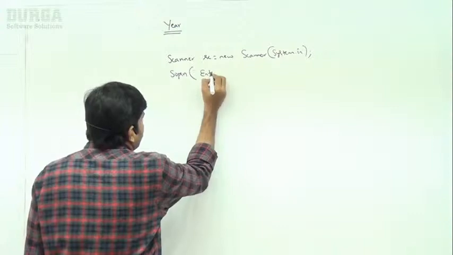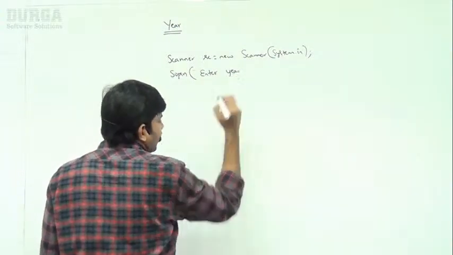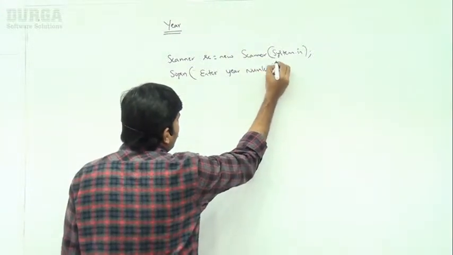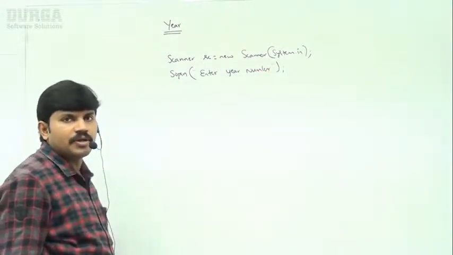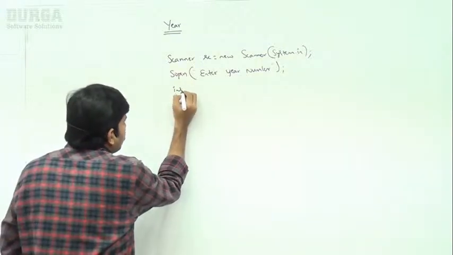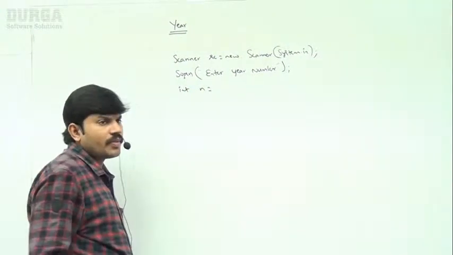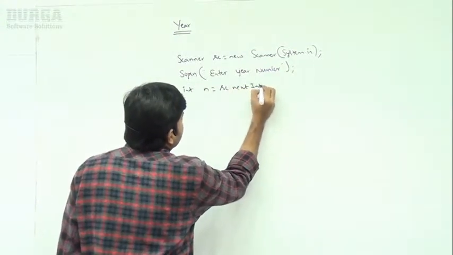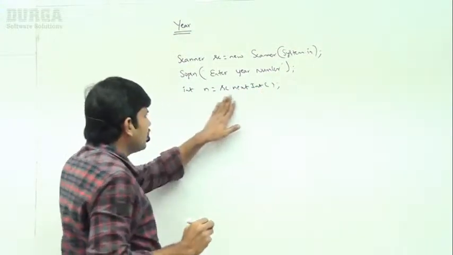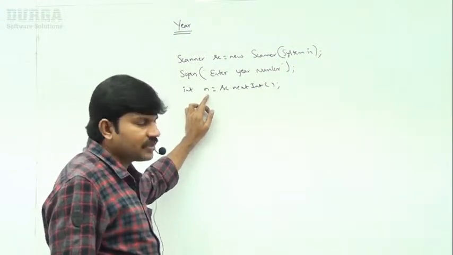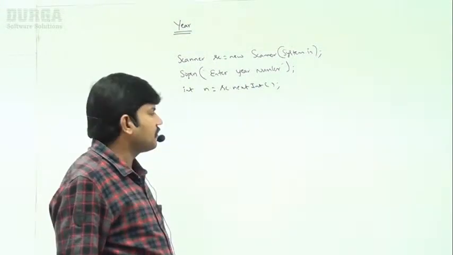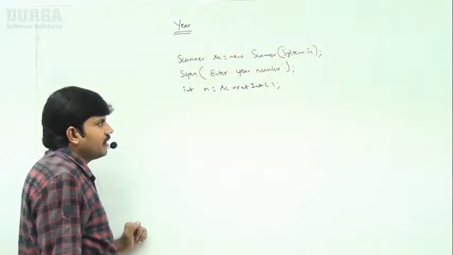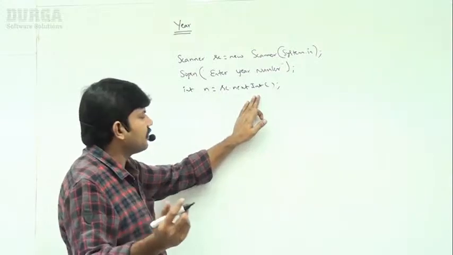Next, System.out.println("Enter year number"). Sir, which year do you want to talk about? Enter year number. int n = sc.nextInt(). I got the int value, right? Now observe a bit carefully: int n = sc.nextInt(), I got the int value, right?